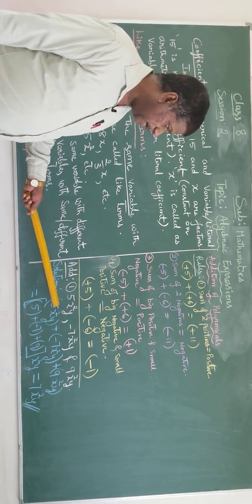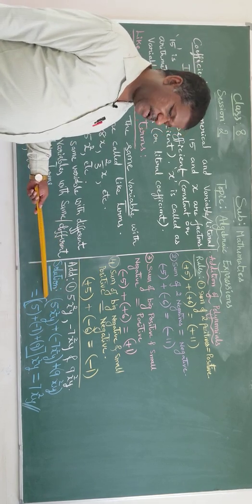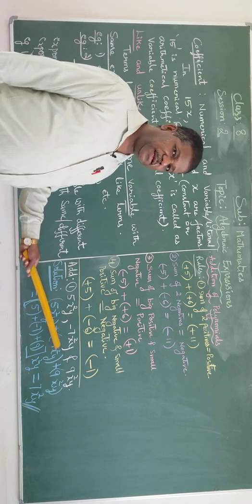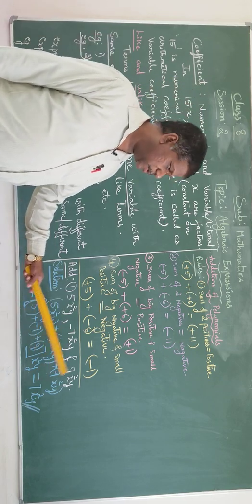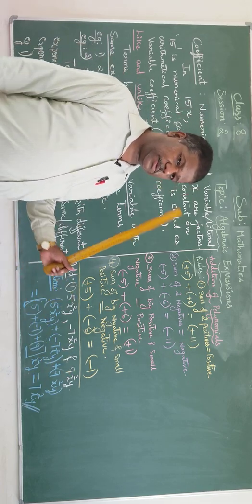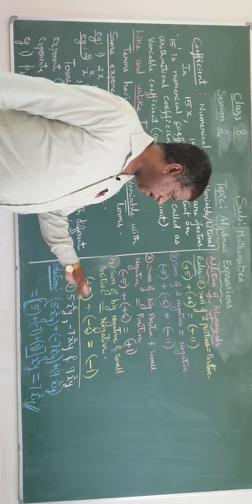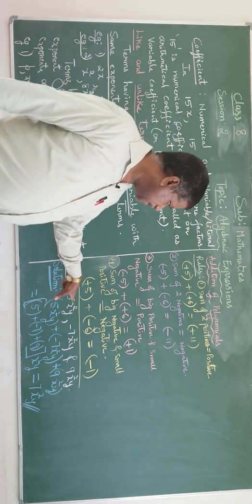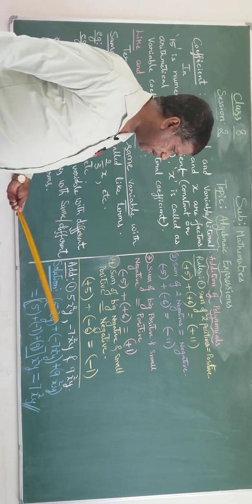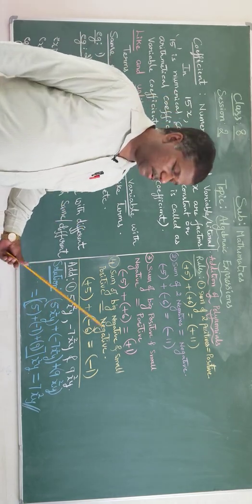First write them all in brackets. In brackets 5x square y, the middle plus sign, in brackets minus 7x square y, bracket close, plus bracket open 9x square y, bracket close. Why is this done? Because we are adding them all. If we have plus and minus signs in between, it will become confusing. So that is the reason we write it in brackets.